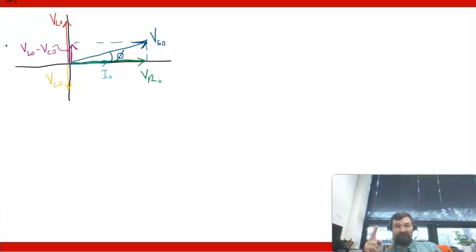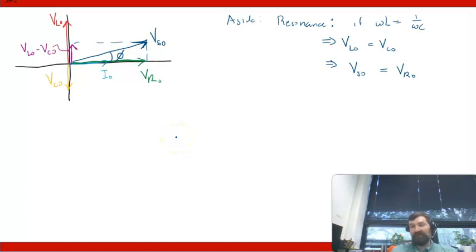When it's resonant, then VL naught and VC naught actually will add to 0, as it turns out. So you can figure out what's the resonant condition just from that. Basically, if the voltages across the inductor and capacitor are both equal in peak, then the output voltage from the source just matches the voltage across the resistor. That's the consequence of this, because the other two will have canceled out, or this little VL naught minus VC naught arrow has a height of 0, in other words.